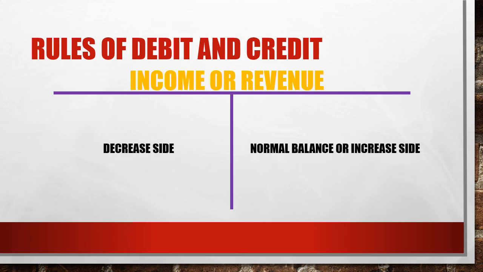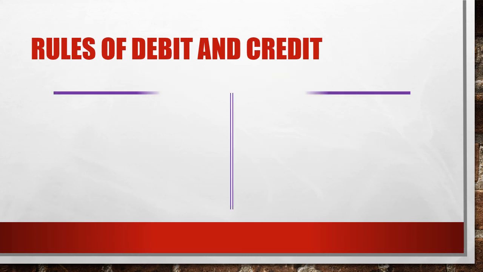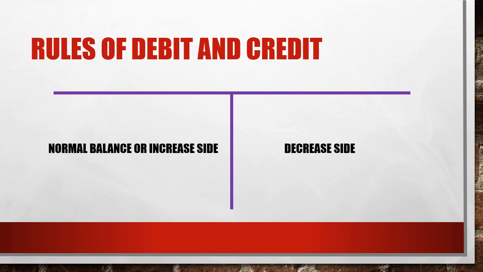Income or revenue, normal balance is credit. If you want to go back to the expanded accounting equation, normal balance is credit. If you want to increase or you have a positive balance of your income or revenue account, so credit. If you want to decrease that amount, so that is debit. Expenses, normal balance is debit. If you want to increase, debit sad ka. If you want to decrease, that is a credit.